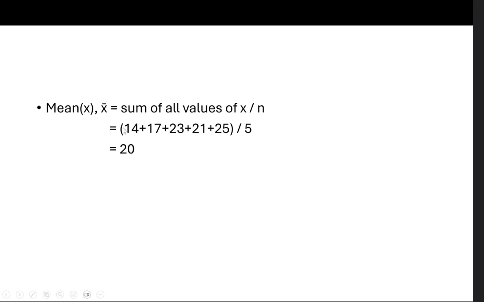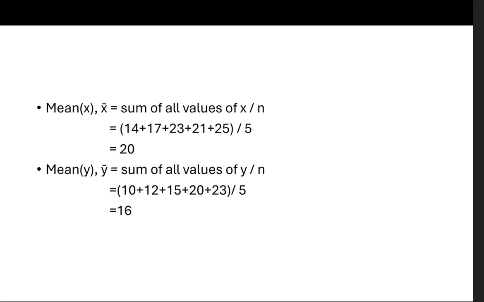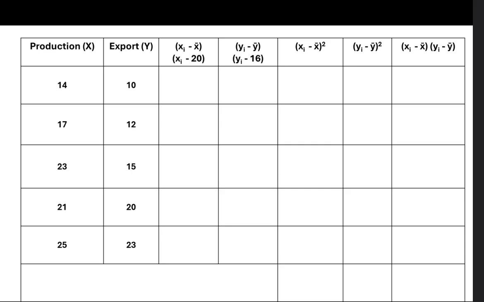So this is a summation of all the values present in the dataset X, and there are 5 values, so I am dividing the summation by 5, and hence the mean value of the dataset X is 20. Likewise, we calculate the mean value of the dataset Y, which is 16. Now we have the values of X bar and Y bar, and we have to calculate the other values using this table.